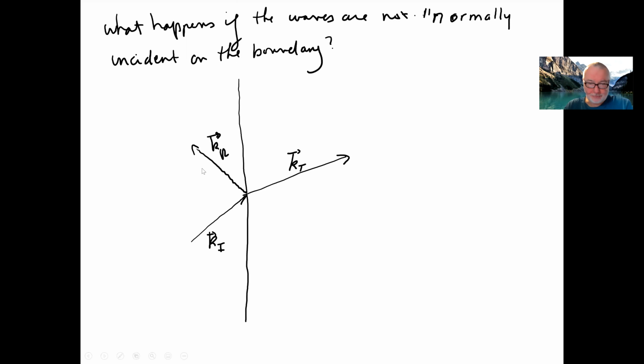And so I have my incident wave vector, my reflected wave vector, and my transmitted wave vector. And the wave numbers are going to be determined by the wave speed on both sides as before. So there's the same k values, only the vectors aren't in the z hat or minus z hat direction for the incident and transmitted and reflected waves, respectively.